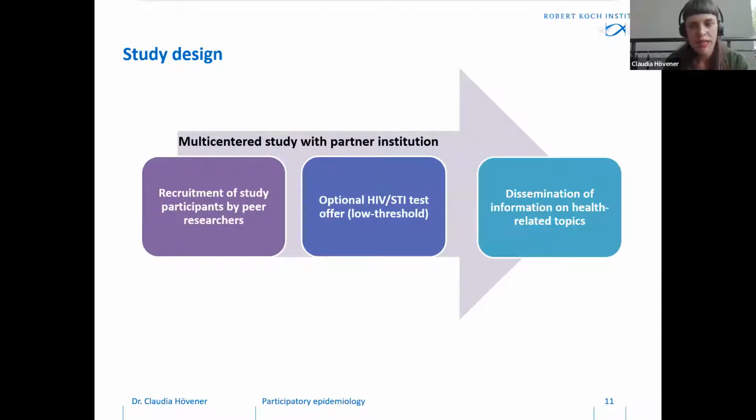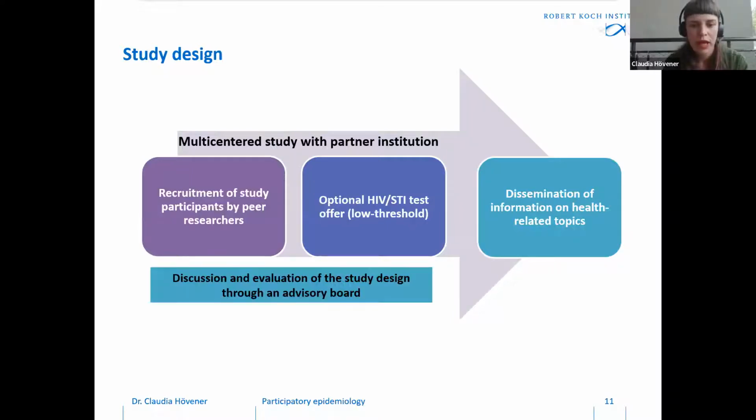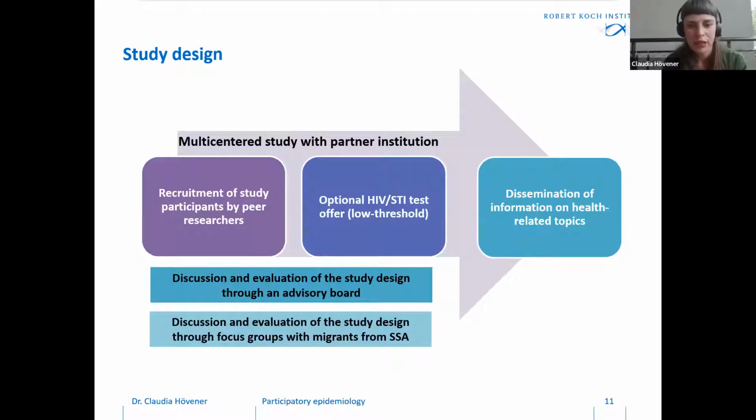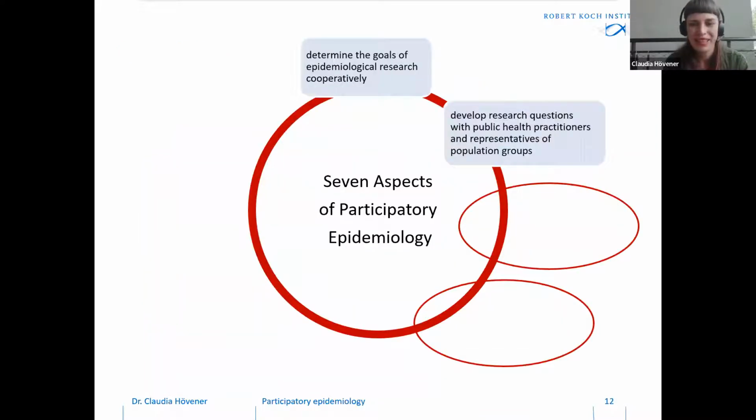Then what was also important was that when we conduct a study, at the same time we should disseminate health information through the questionnaire. And I'll show you later how we did this. So we discussed this study design and evaluated it through an additional advisory board. And then we discussed and evaluated the study design with focus groups with different migrants from sub-Saharan Africa. And then we piloted the study design in 2013 in Hamburg with the AIDS Foundation in Hamburg as our partner institution.